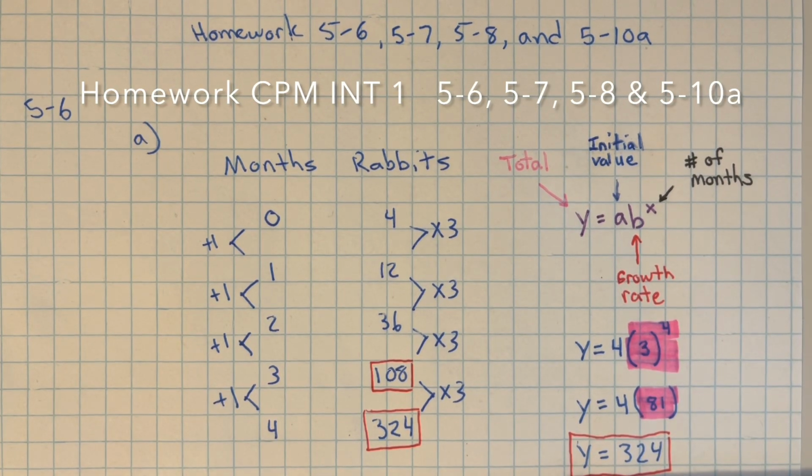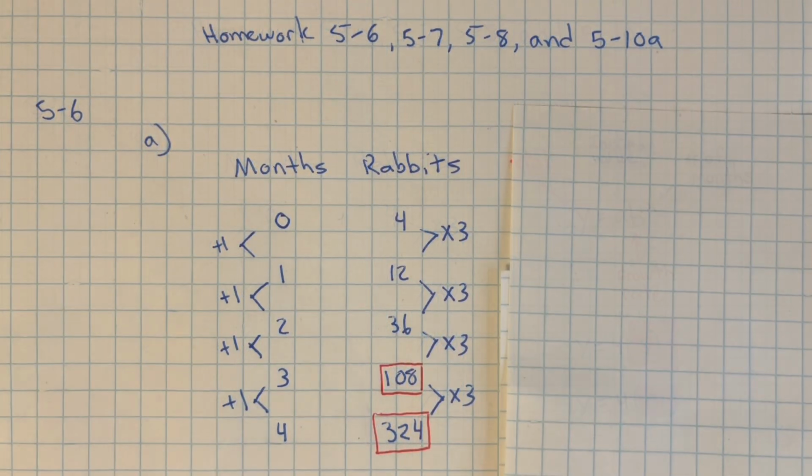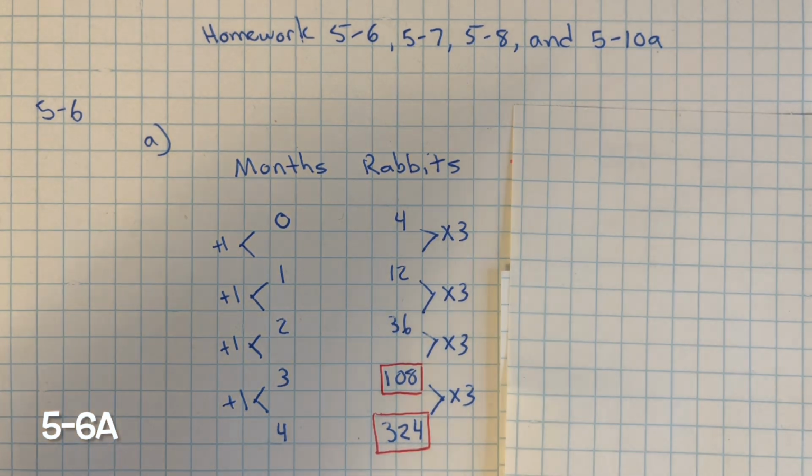This is the homework for 5.6, 5.7, 5.8, and 5.10a. For problem 5.6, we need to assume the growth rate of the rabbits multiplies as it did in problem 5.1. Now we need to complete each of the tables.